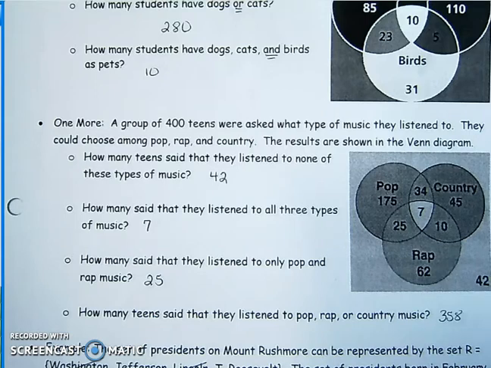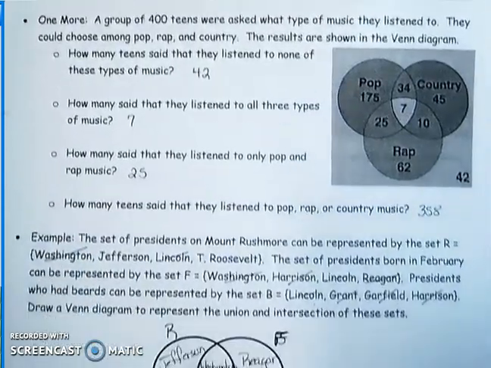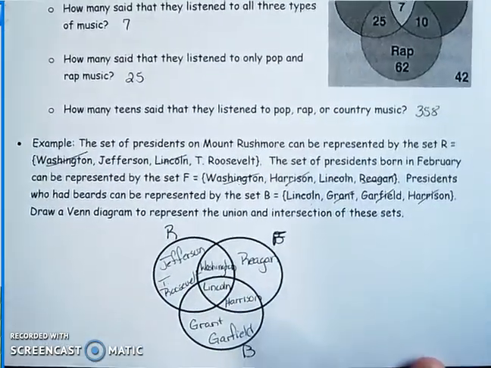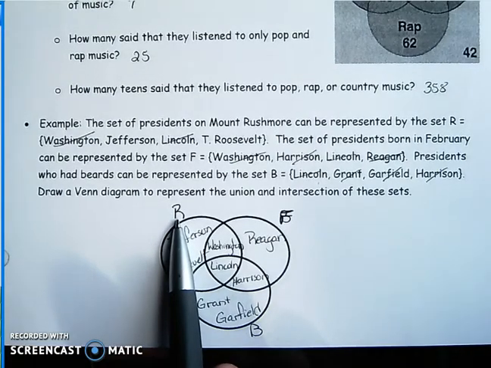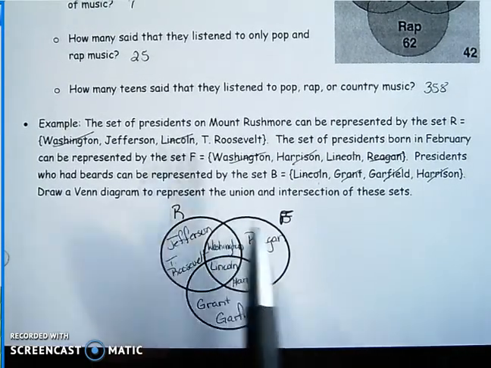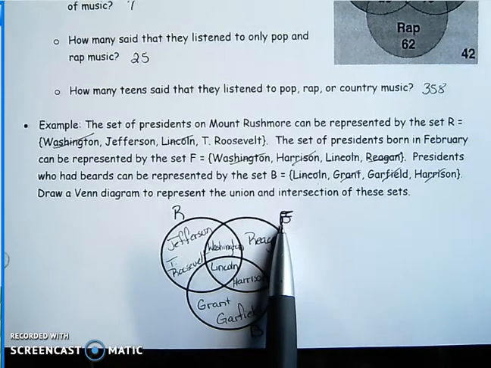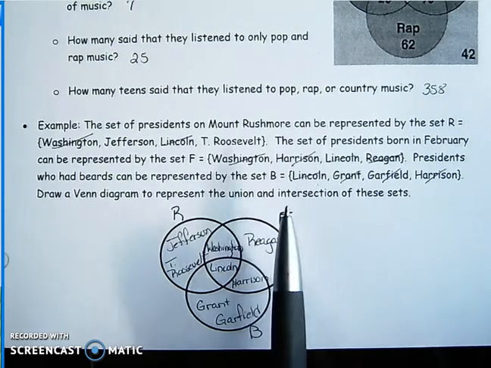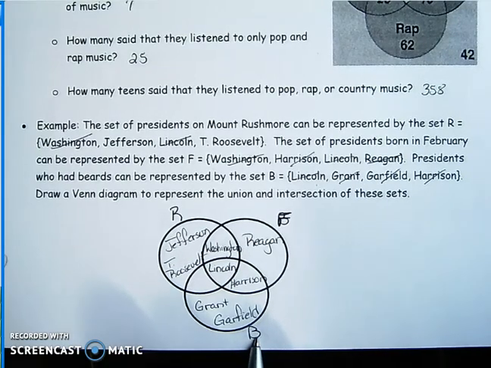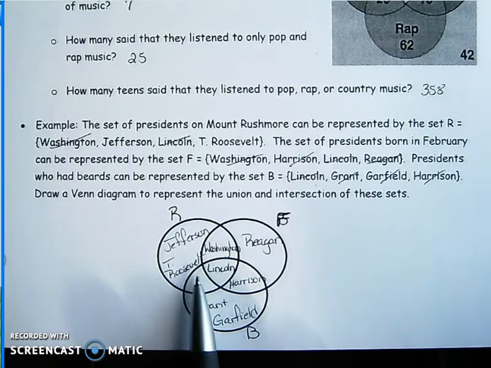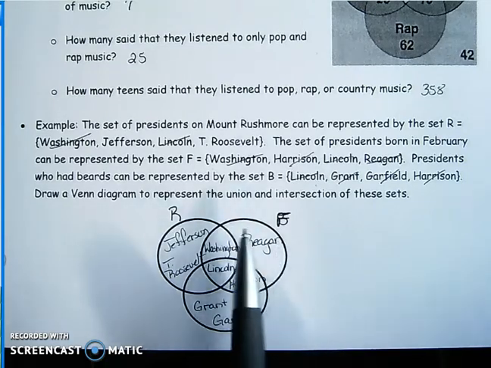Next, we're going to start creating Venn diagrams. So in this one, we're talking about the presidents. We have 3 different sets, so we have 3 different bubbles. We have set R, which is the presidents on Mount Rushmore. We have set F, which are the presidents that were born in February. And we have set B, and that would be the ones with beards. And all you're going to do is write down which president goes in what bubble.